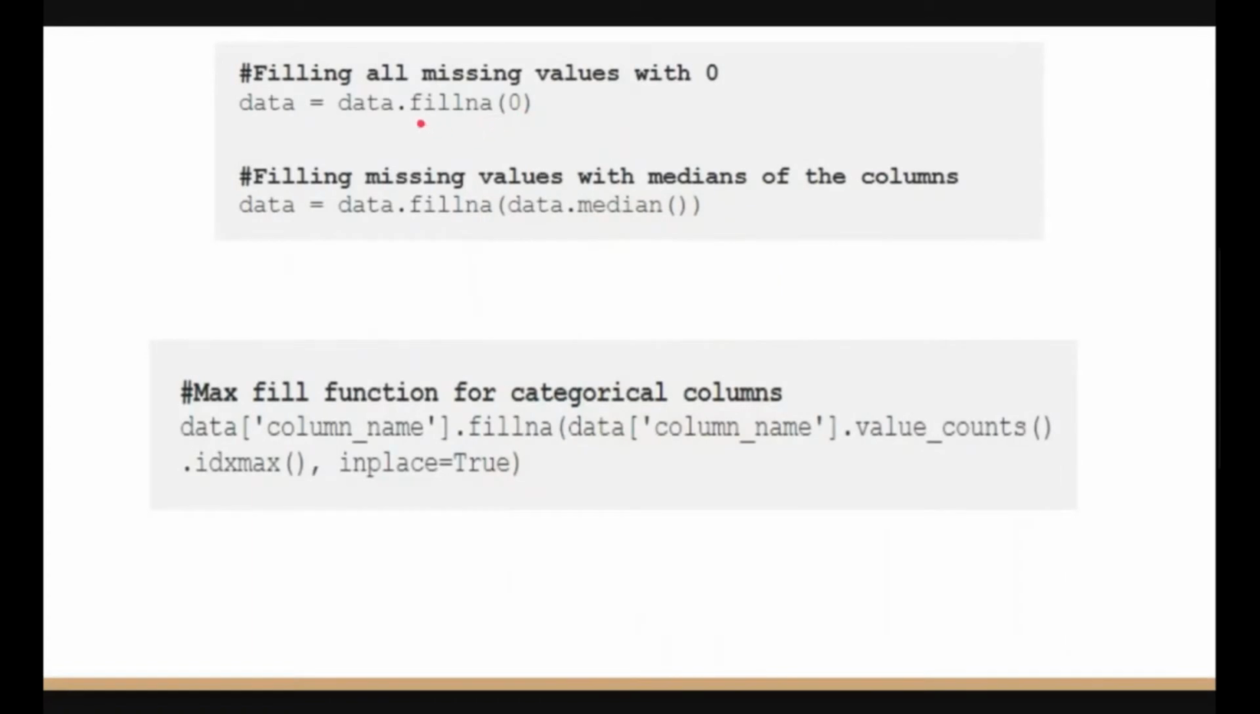So this is the code for replacing the missing values with 0. This fillna is the function which will find the voids and replace them with this value 0. This is a function from the package pandas, and here this is the one where we are replacing the missing values with the median, and this one is for the categorical data.